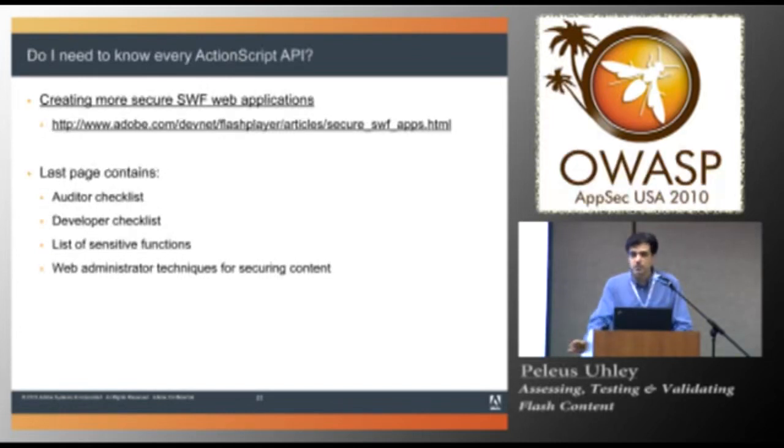Now I understand that many of you may not recognize a lot of these functions I just rattled off, because you're not ActionScript developers. But I wrote a paper called Creating More Secure SWF Web Applications. If you go to the very last page, I have information for people who do pen tests on a regular basis. There's an auditor checklist, a developer checklist, and I list all of the sensitive functions you might want to pay attention to. So you don't have to understand all 120 or however many ActionScript APIs there are. There's a list of ones that say, just go through and look for these. These are the ones you would probably be concerned about as a security auditor.